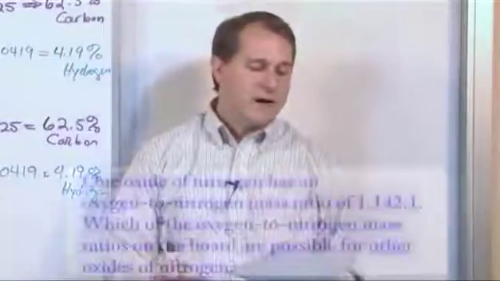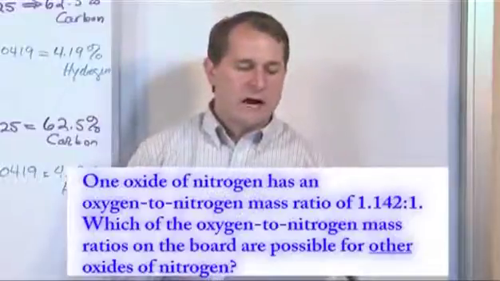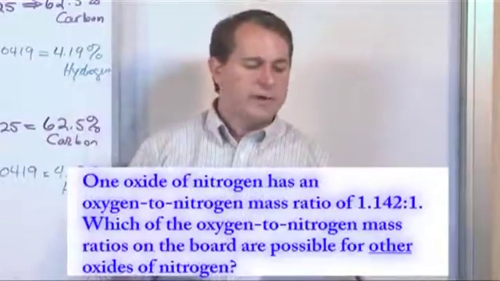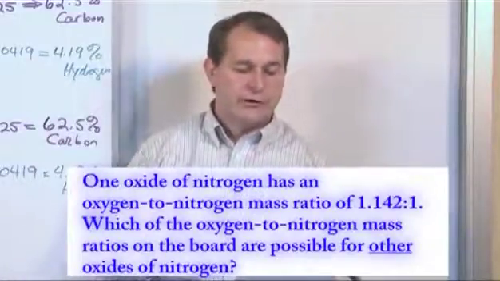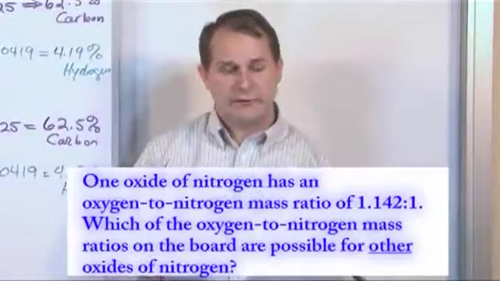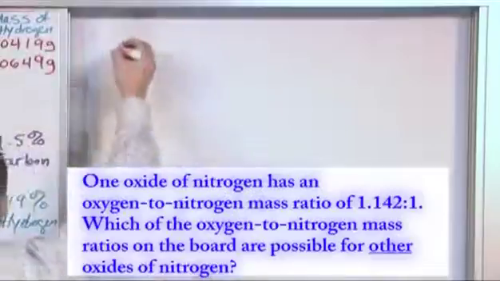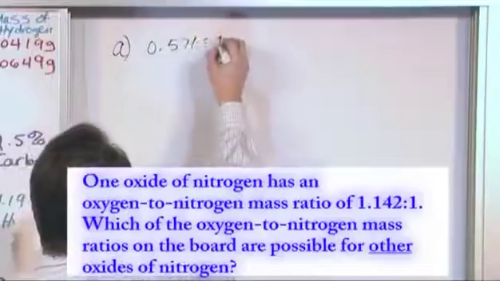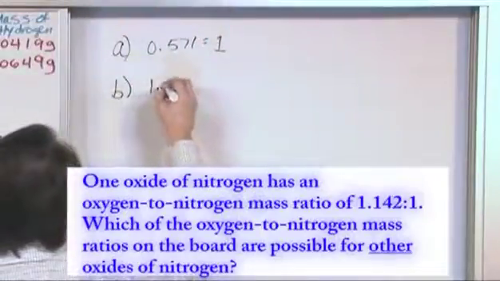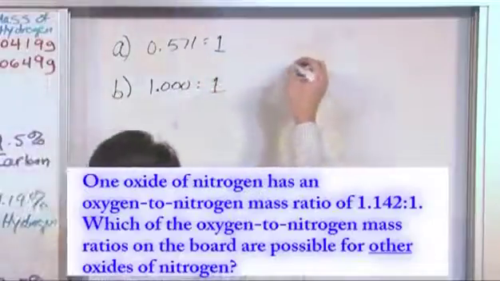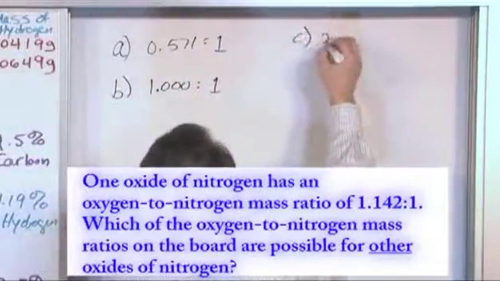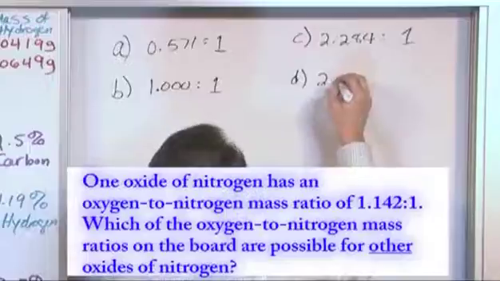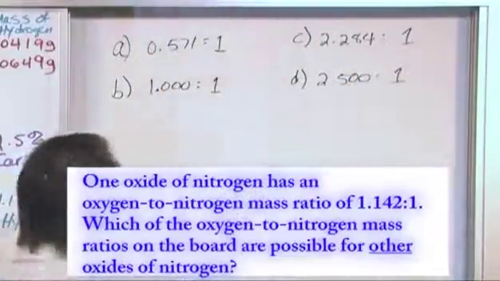Okay, our final problem says one oxide of nitrogen has an oxygen to nitrogen mass ratio of 1.142 to 1. Which of the following oxygen to nitrogen mass ratios are possible for other oxides of nitrogen? I'll write those on the board. We have a few different choices. We have 0.571 to 1. We have 1.000 to 1. We have 2.284 to 1, and we have 2.500 to 1. Make sure you understand what I'm asking you here.